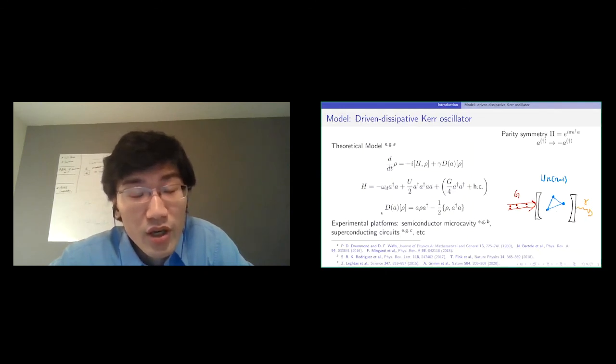So experimentally, there can be various platforms that can be used to realize this model, for example, the semiconductor microcavity or superconducting circuits. And also, the reason we study this model is that, as you can see later, as U gets smaller and smaller, there will be more and more photons in the cavity. So actually, this model can be viewed as a quantum many-body model instead of a few-body model, as you have seen from the qubit example.